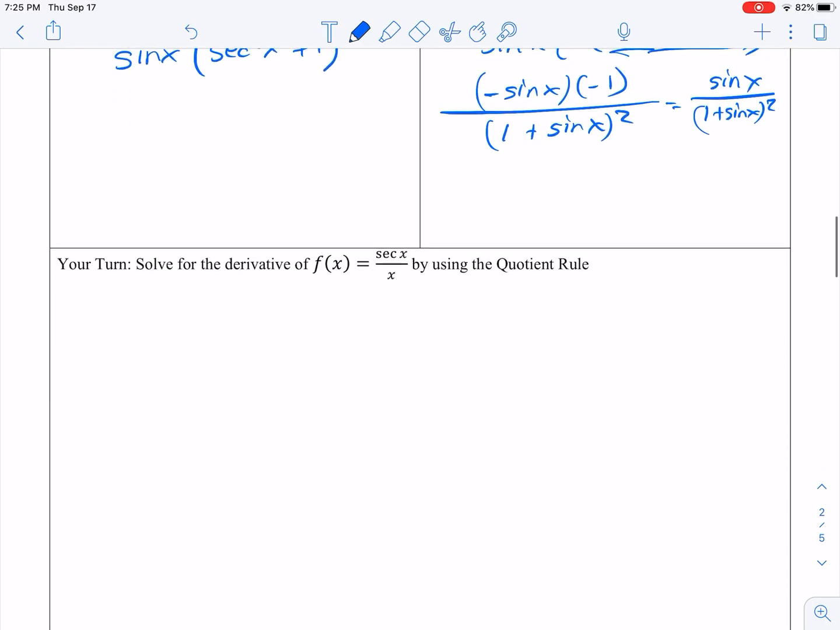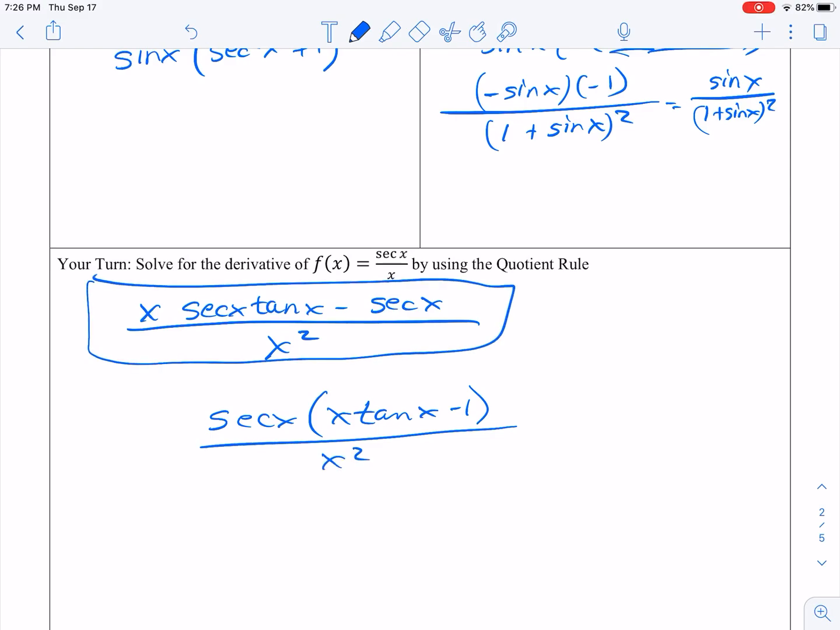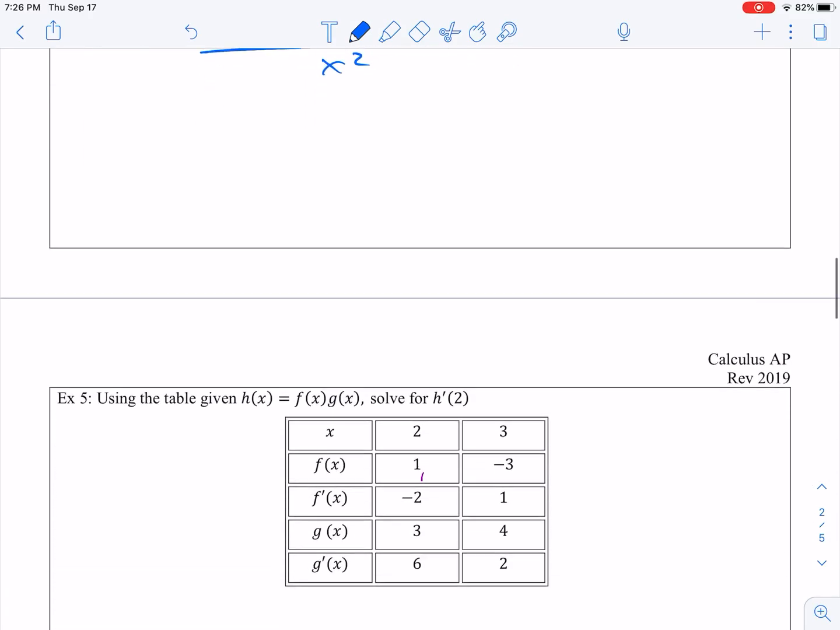All right. Using the quotient rule. Low d high minus high d low over low squared. You can pull that secant out if you want. Doesn't do you any good though. Okay, so you can stop, quit. All right? Next topic for tonight.